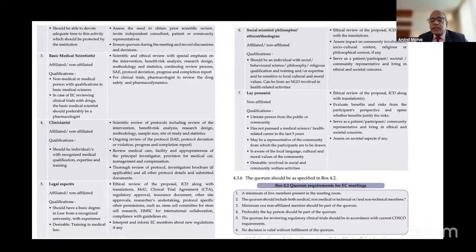So the quorum is required to pass any project. A minimum of 5 members needs to be present in the meeting room, and the quorum should include both medical and non-medical or technical members, as well as the lay person, which is mandatory. And a minimum of one non-affiliated member should be part of the quorum. Preferably the lay person should be part of the quorum.